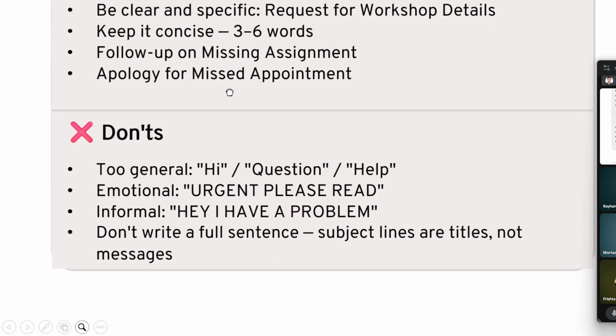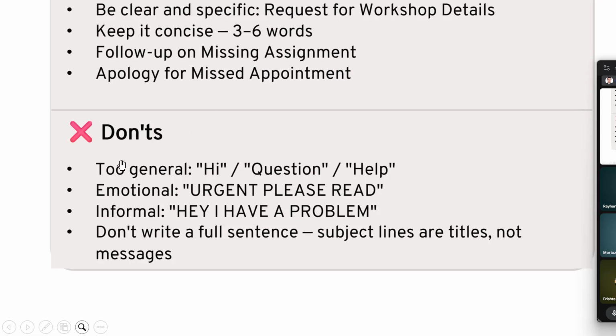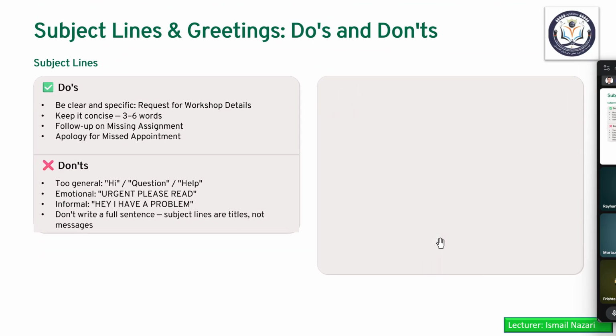Now what we should not do in the subject line. In the subject line, we should not go ahead by saying hi, or question, or help. Well, these are not allowed. Emotional, urgent, please read. So it's not, hey, I have a problem. So it's not formal. And we should not write, for example, a full sentence in the subject line. Subject lines are titles, not the messages. So we should avoid using any of these languages in the subject line of the email.